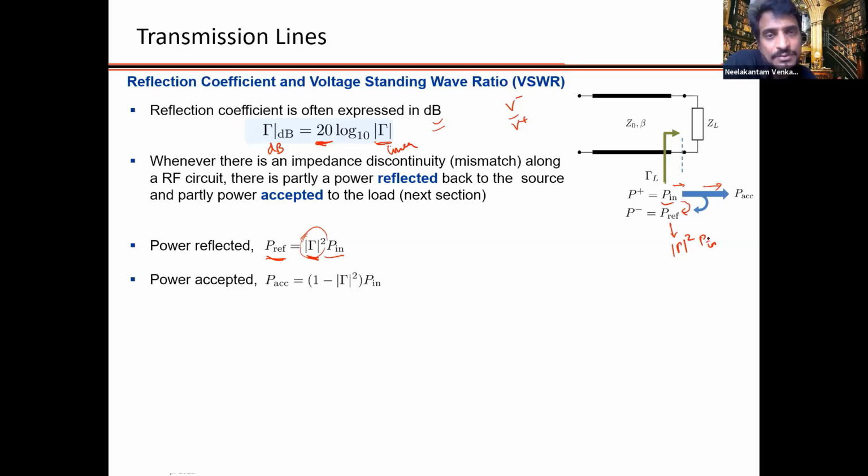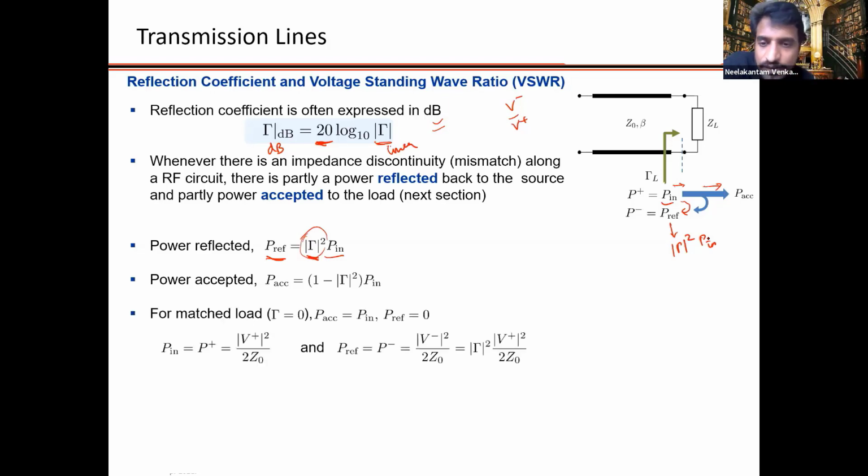And what's the accepted power? Of course, it's 1 minus gamma square. If gamma square is reflected back, 1 minus gamma square is going to be accepted. That's the factor of the input power that's going to be accepted.